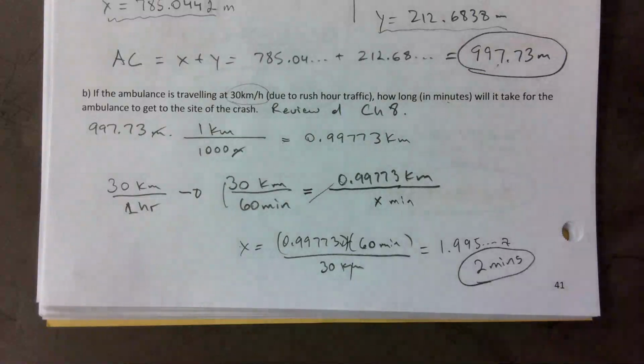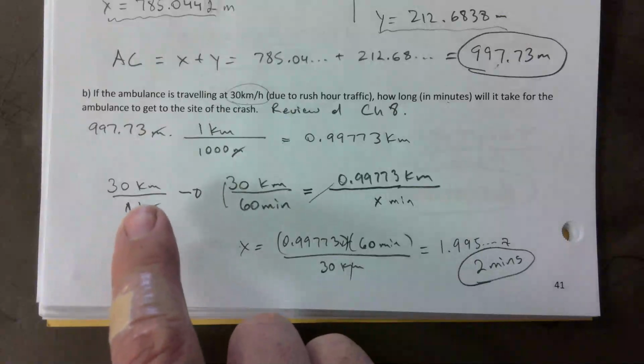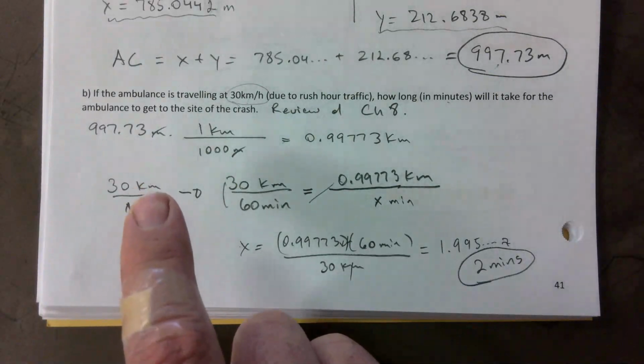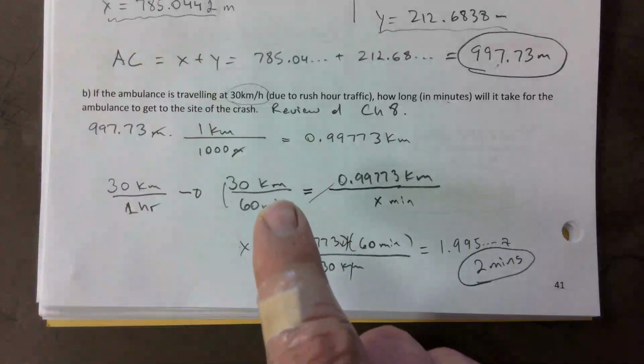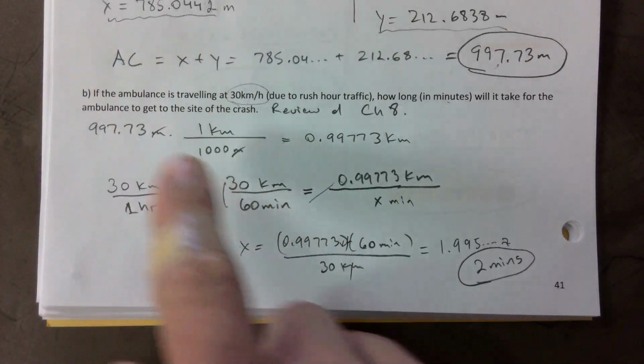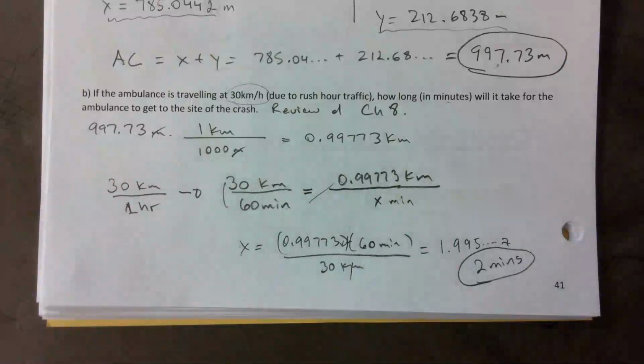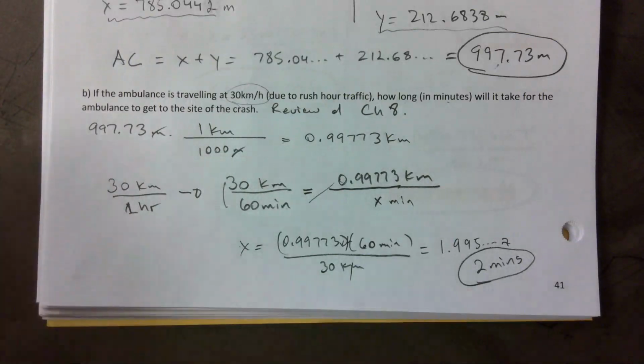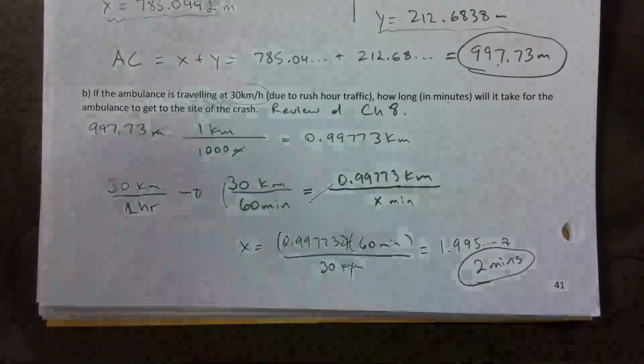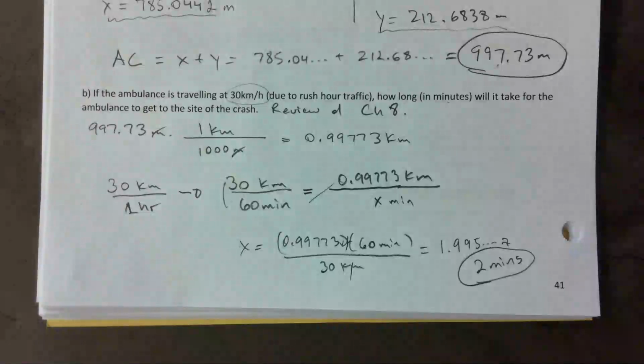A little bit of chapter 8 review here. Another option would have been to turn your speed to meters per minute, and then just keep your distance in meters. Same thing. You're going to get the same answer. Okay? All right. I'm going to pause here.